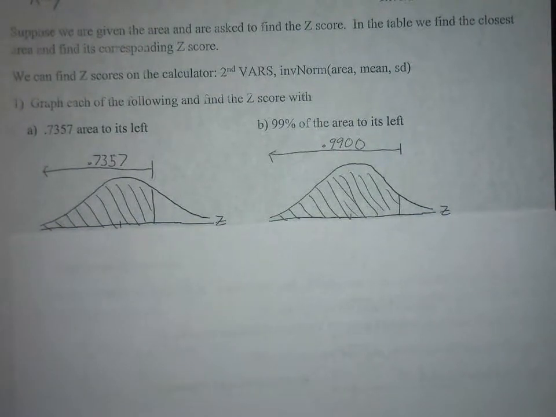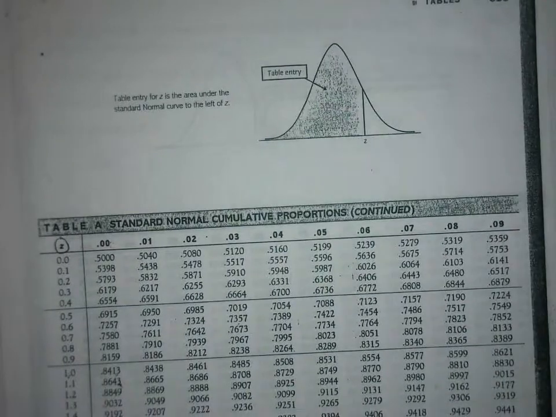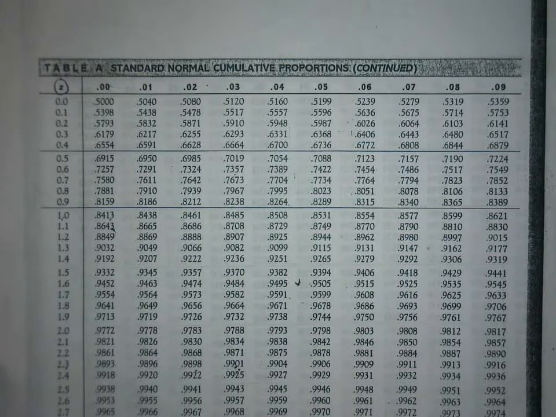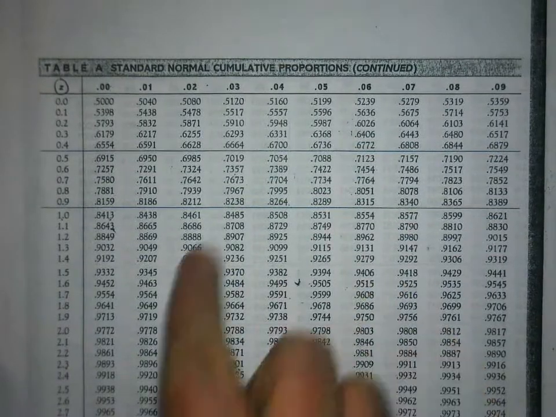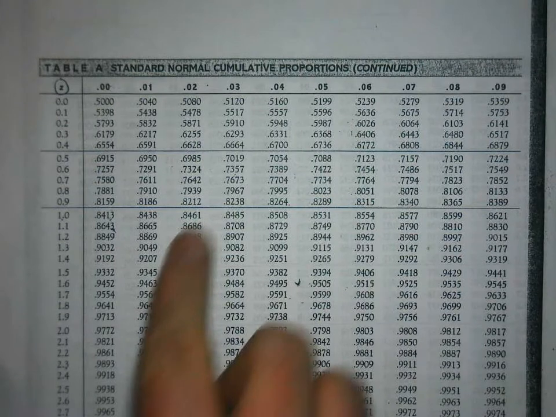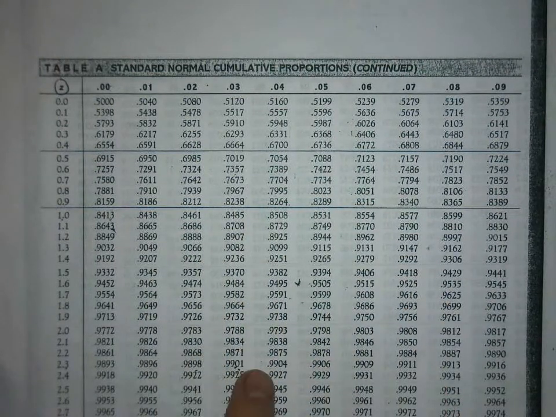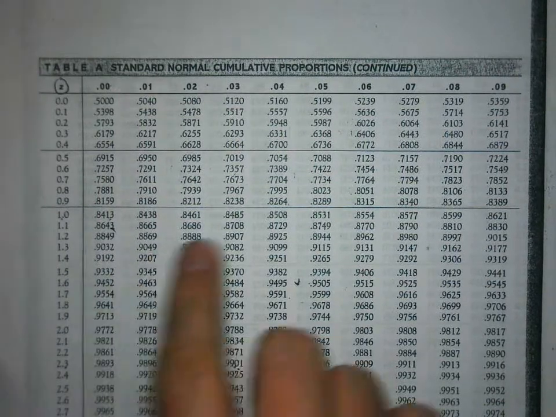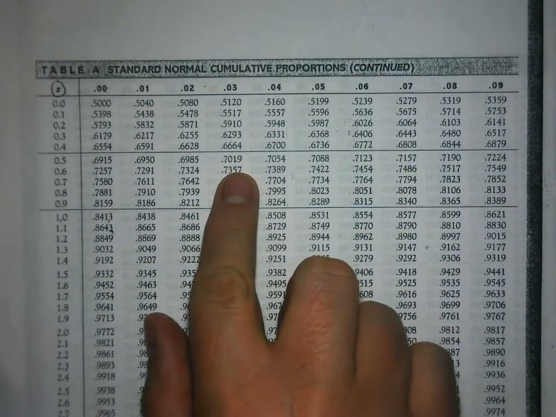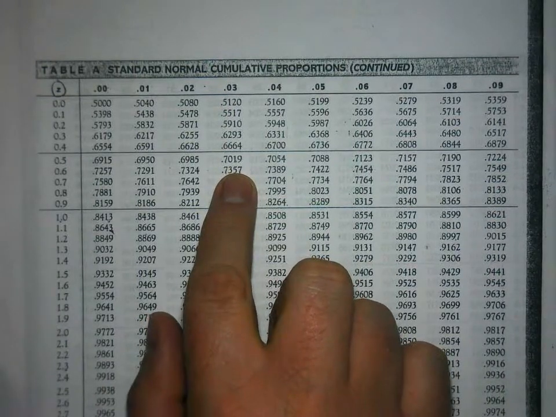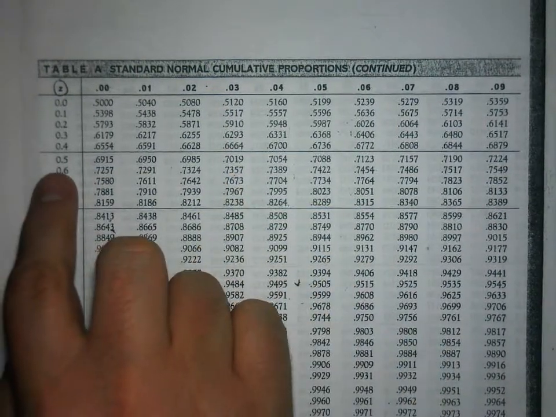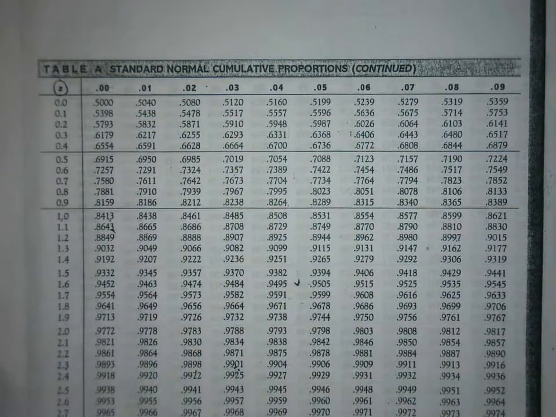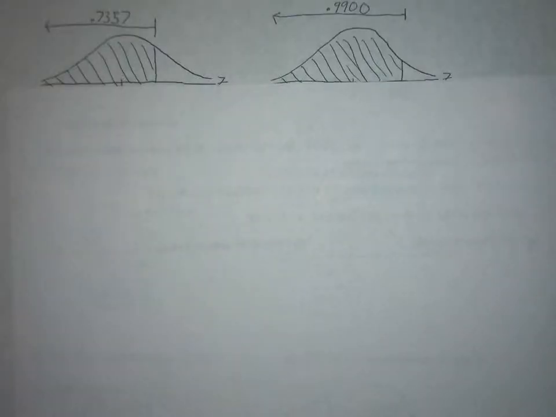So what we do is we go to the table and we find 0.7357 in the body of the table, because we're given the area and now we want to find the z-score that goes with it. 0.7357 we notice is right here. It actually shows up in the table, and we get 0.6, and then it's in the column 0.3. So 0.63 will be that z-score.